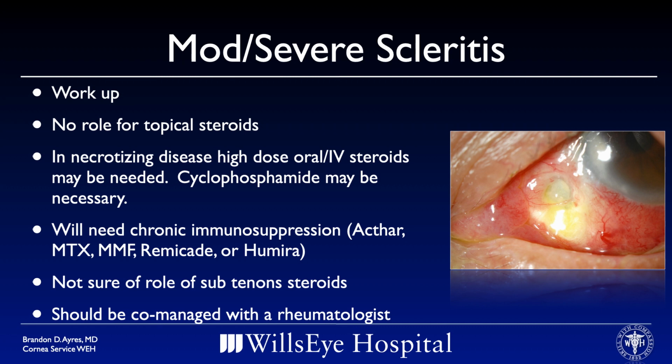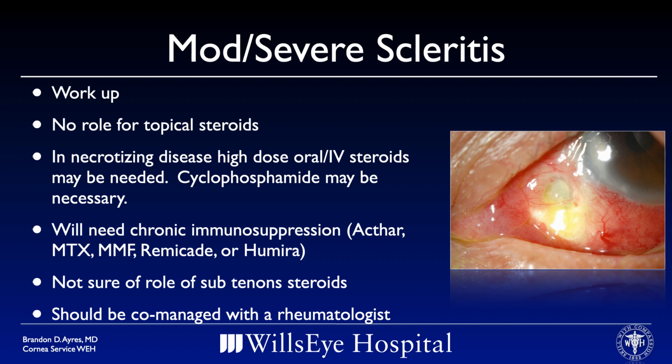In my office, I will often use a medication called Acthar, which is basically corticotropin, but methotrexate, Cellcept, Remicade, Humira, many of these can be used as our steroid-sparing agent. I am usually doing this with the help of an immunologist or rheumatologist.